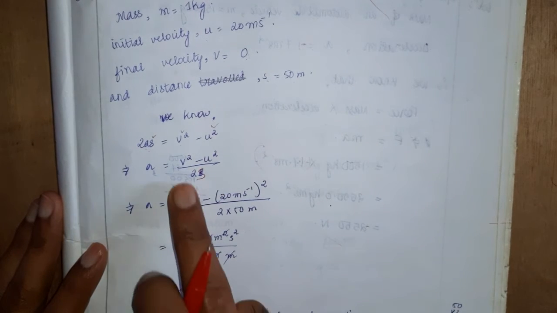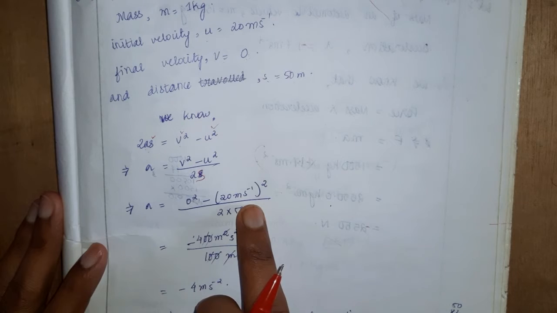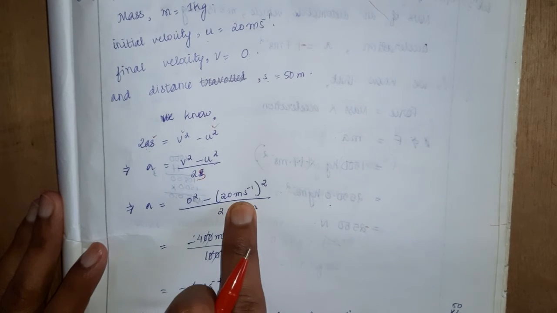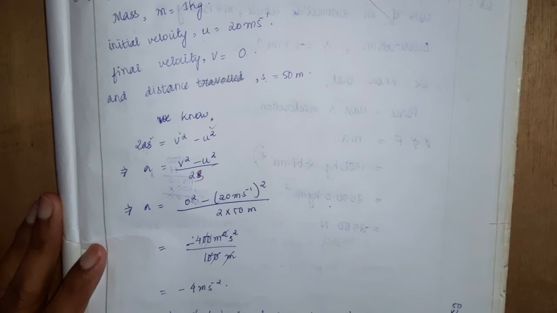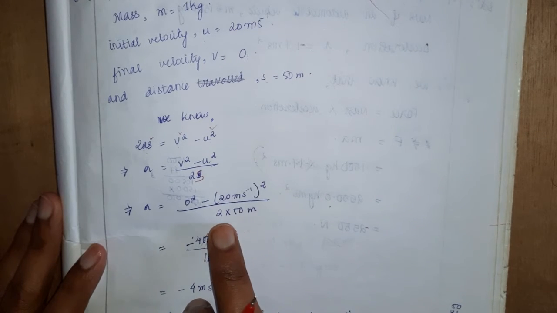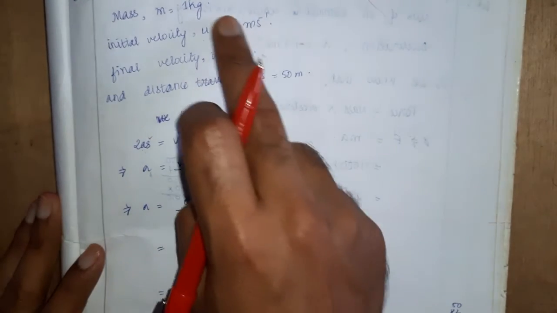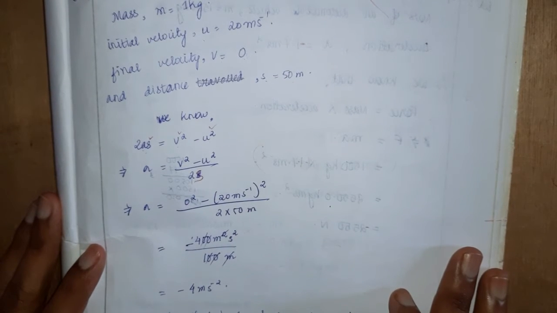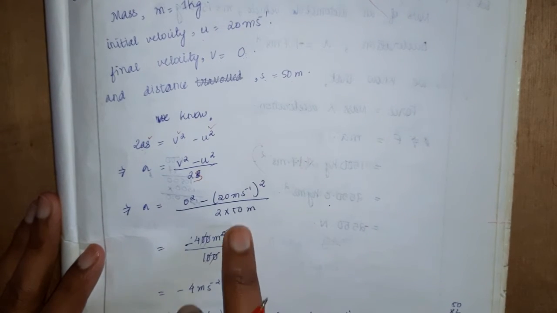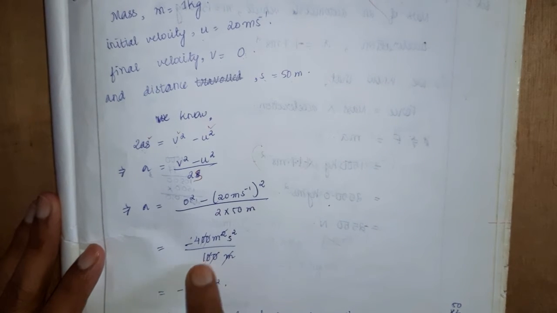So just put the values: v is 0, so 0 square; u is 20, so 20 meters per second, whole square. You can also write without units, just at the end you have to put the unit properly. So 2 into 50 meters. Since all the units are in standard SI units, no need to make any changes here. So 20 square is 400, divided by 100. So if you see, it is minus 4 meters per second square.